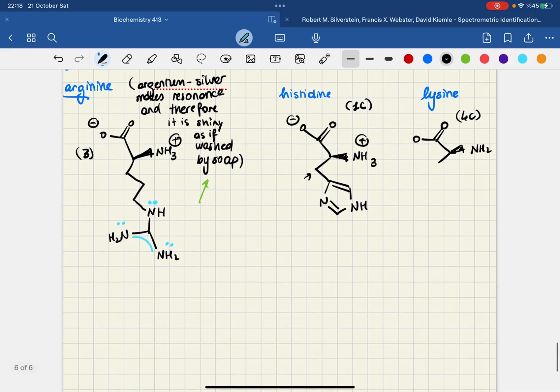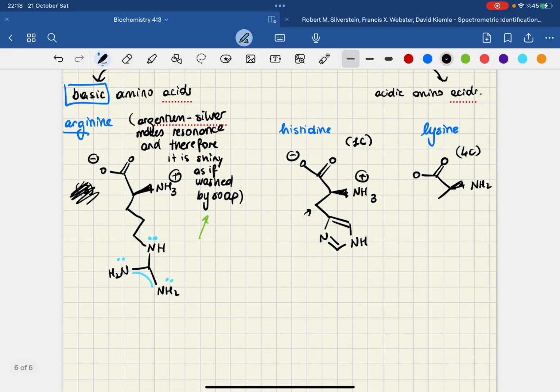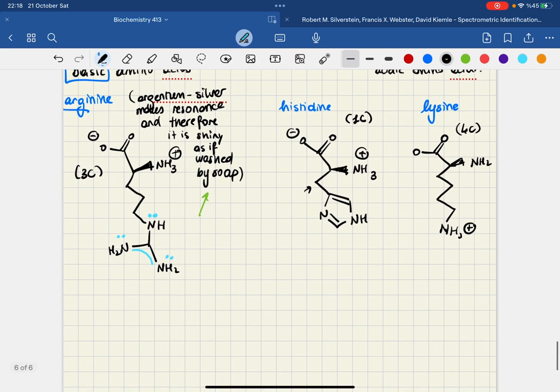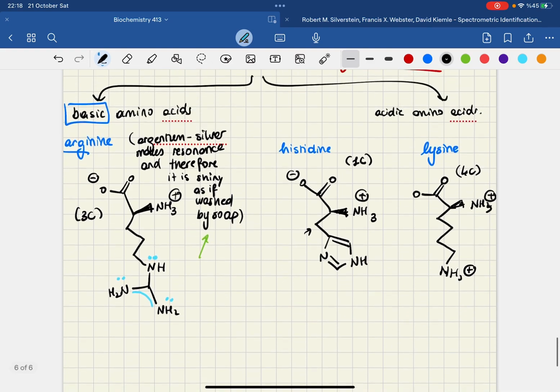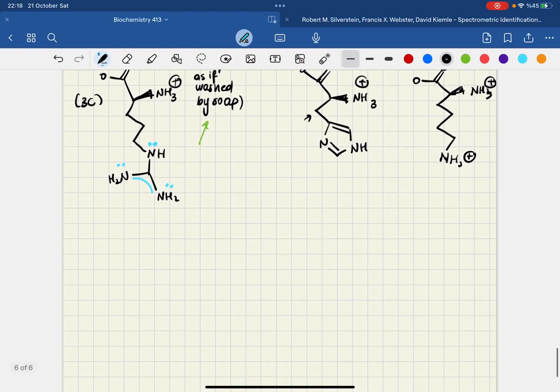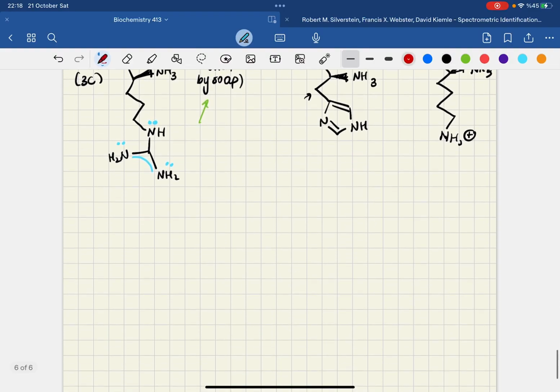So in arginine we had 3 carbons, in histidine we have 1 carbon, in lysine we have 4 carbons, 1, 2, 3, 4, and then we have an amine group also in there. And these ones are all basic amino acids, and now let's see what our acidic amino acids are.